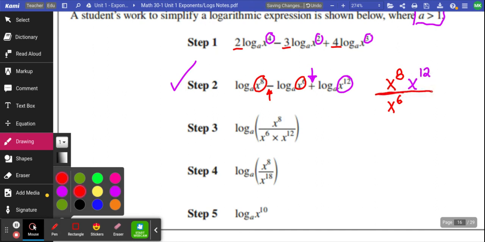This would have been the correct answer had it been minus log x to the 12. Then they did it right. It wasn't minus, it was plus. This should have gone to the top. That means their first error is here.